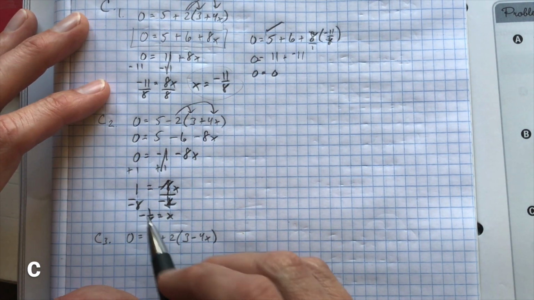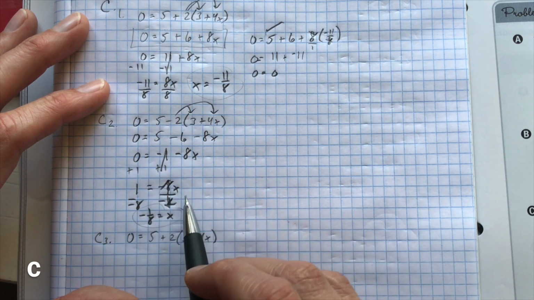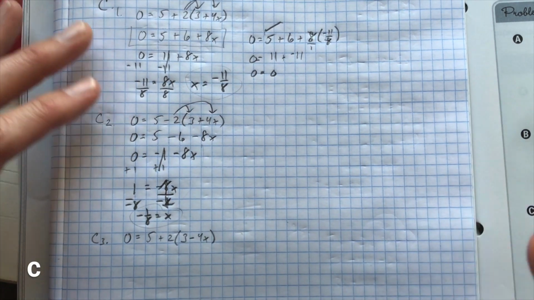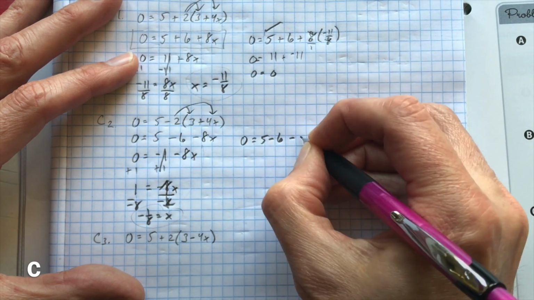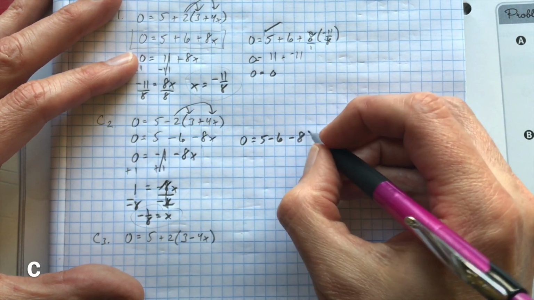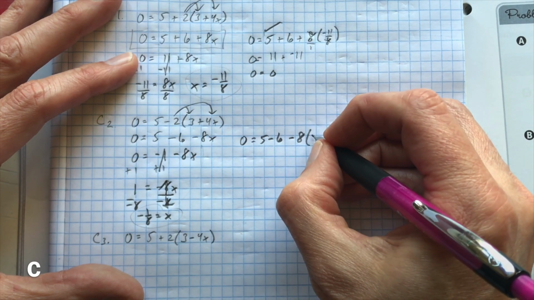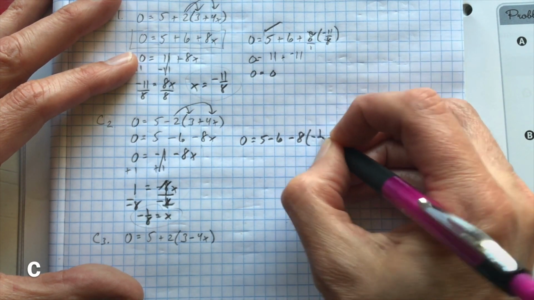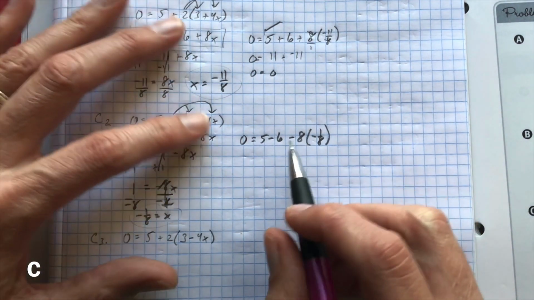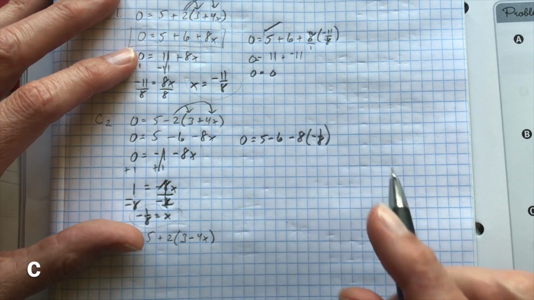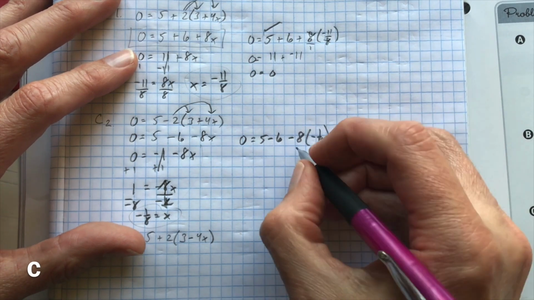Again, let's check that. We're taking this whole value and plugging it back up into this situation here, which makes it nice and easy. So I will rewrite this. 0 equals 5 minus 6 minus 8 times the negative 1/8. Let's do this part first. Actually, I did them out of order for the one up above. But negative 8 times a negative 1/8.